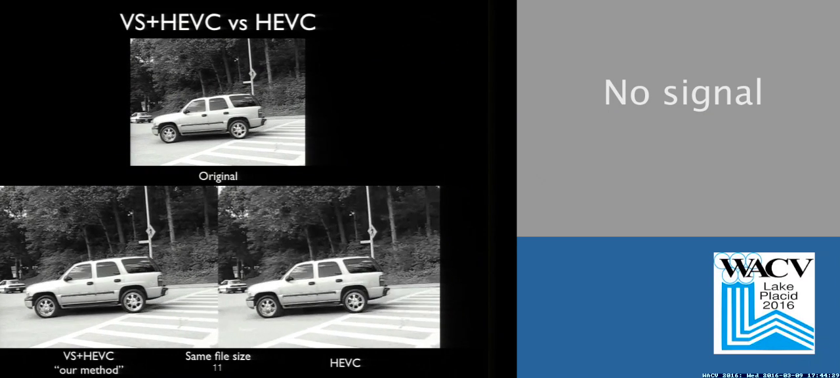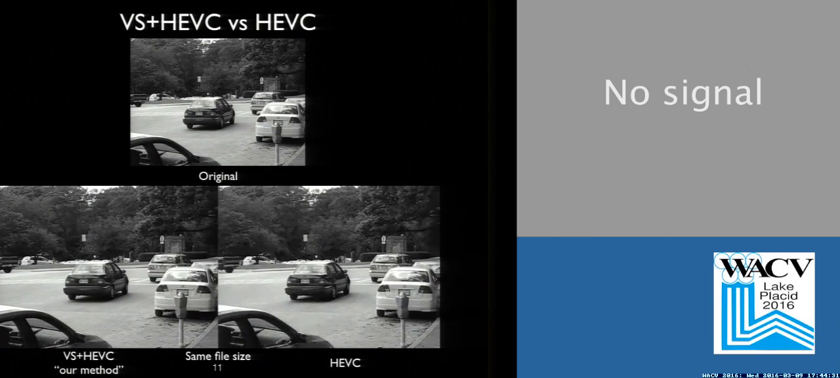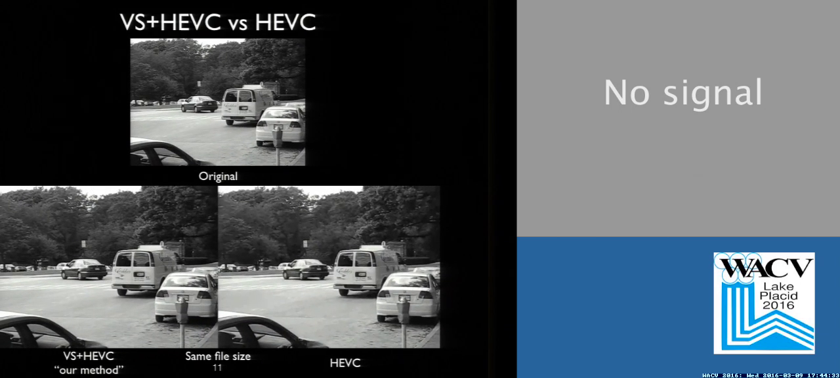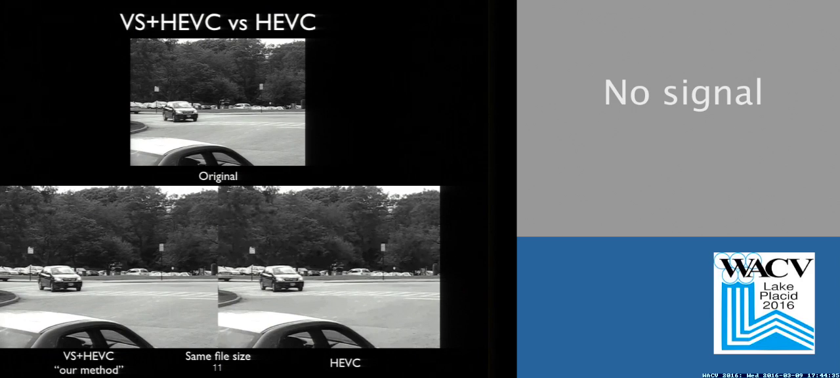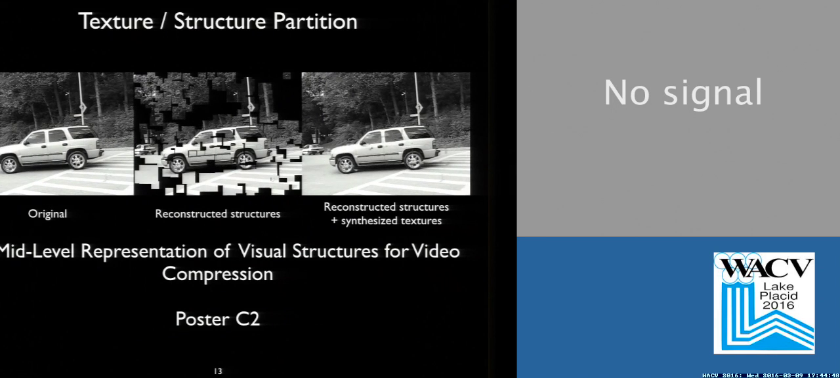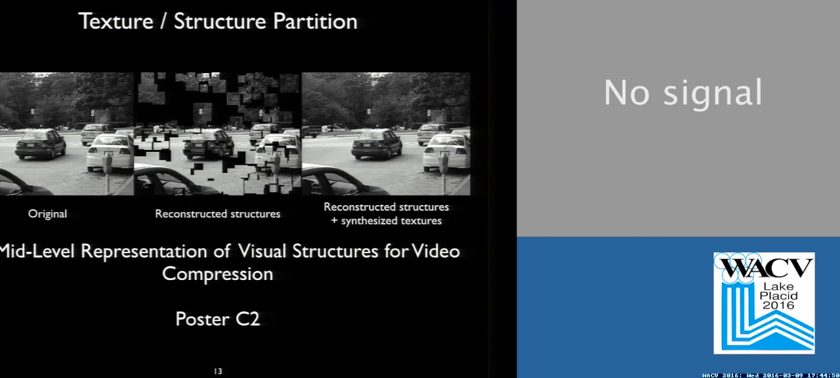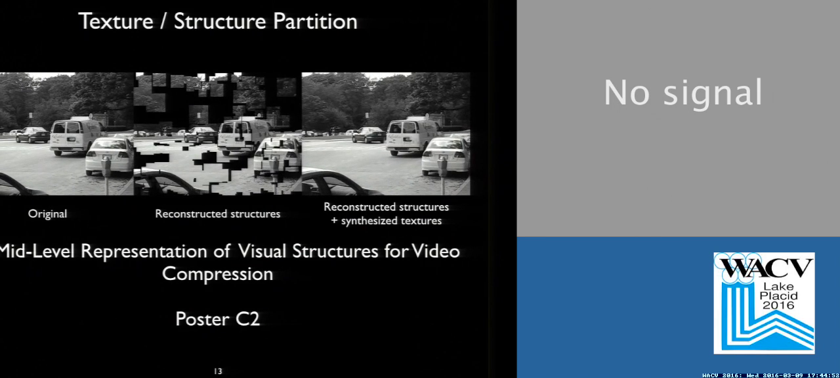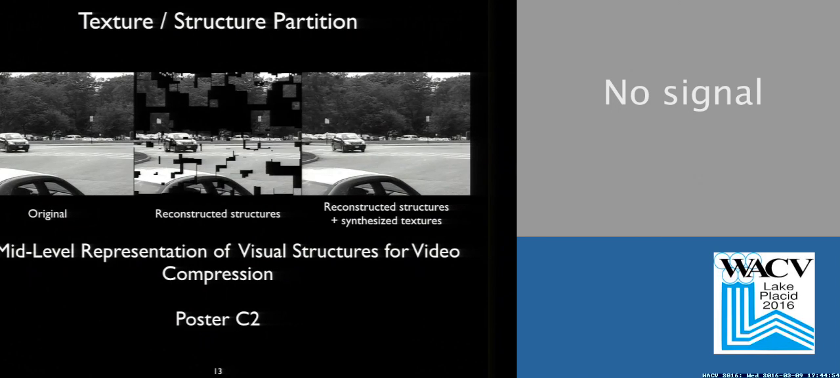Here is a comparison of our method against HEVC, both having the same file size. And in case you couldn't see much detail due to the projector, here are some regions highlighted. In particular, the window and the woman's shirt are considerably better encoded using our method. Finally, I want to mention that after decoding the structures, we can use a texture synthesis algorithm to synthesize the rest of the image frames and achieve even further performance gains.